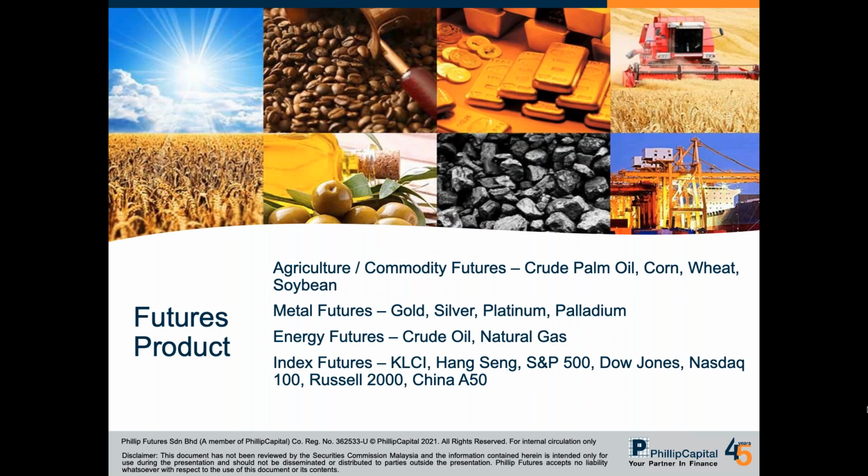So what are the futures products that we offer? For agriculture, we have crude palm oil, which is the local one and one of our top traded products, and then we have corn, wheat, and soybean, the foreign products. For metal futures, we have gold, silver, platinum, palladium. For energy, we have crude oil and natural gas. For index futures, the local ones are KLCI and Hang Seng Index, and then the top four CME products: S&P 500, Dow Jones, Nasdaq, Russell, and of course, China A50.